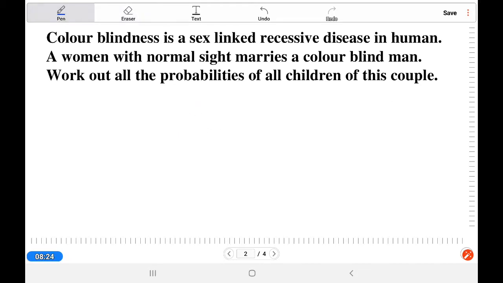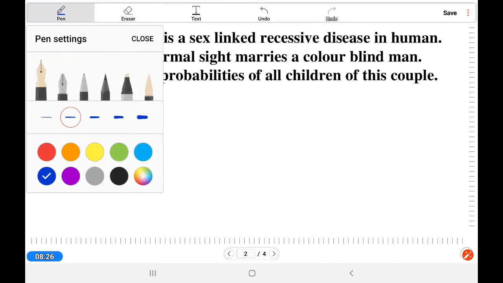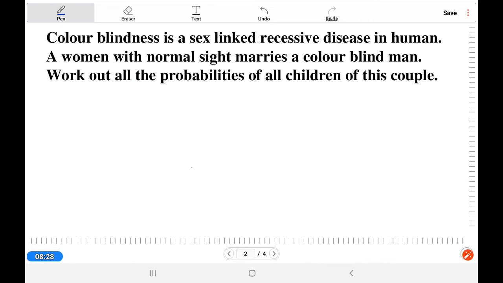According to that, a woman with normal sight. What is the normal sight? Normal sight means it can be completely normal, or it can be a carrier, normal. Okay, so a normal-sight woman marries a colorblind man. So the male side is colorblind.